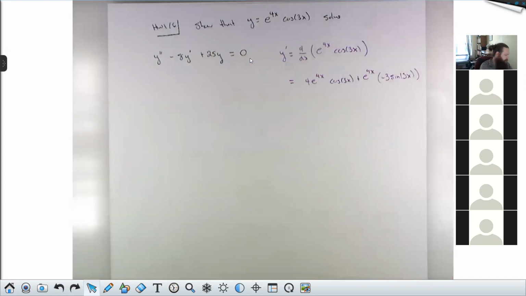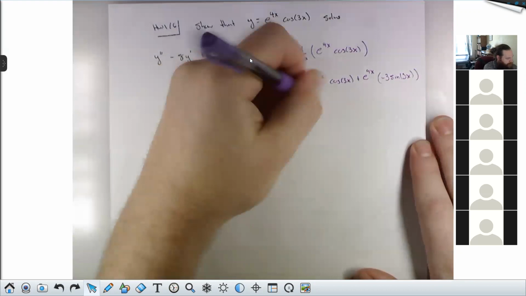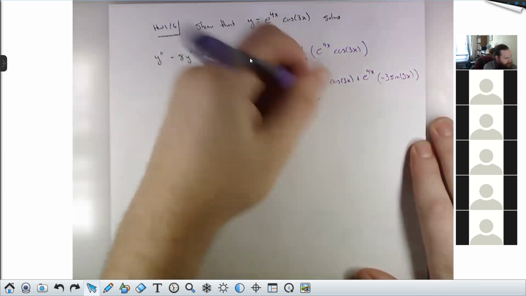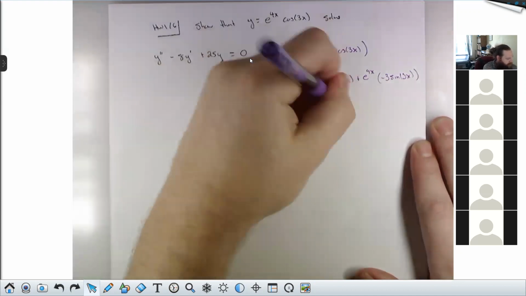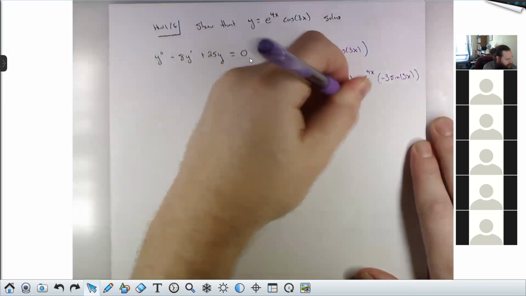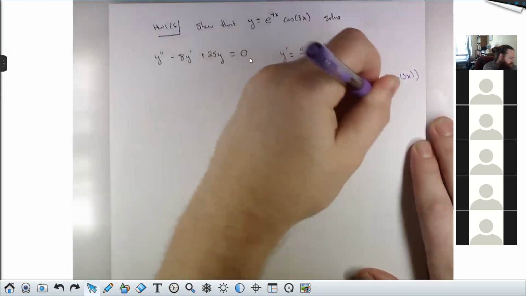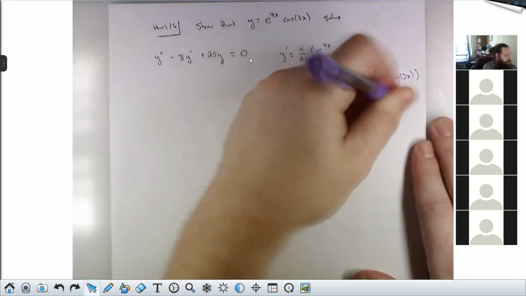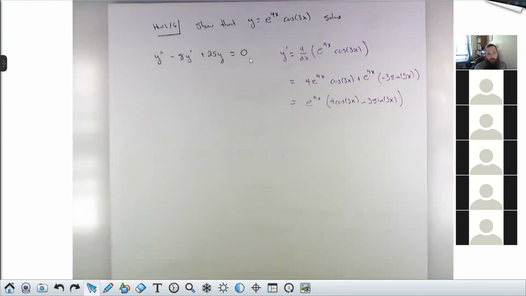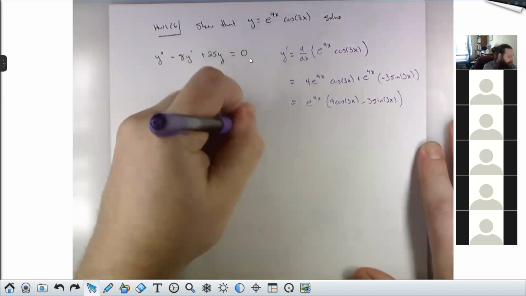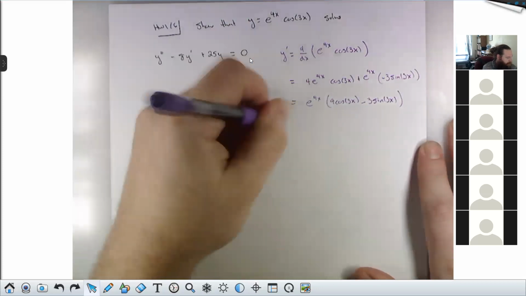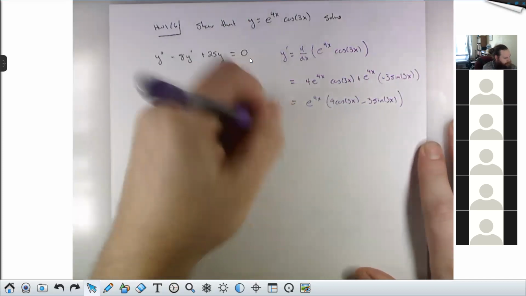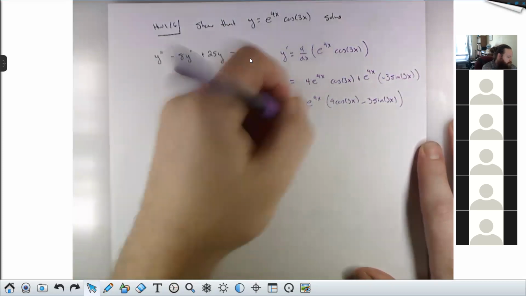We can clean this up a little bit. I would say this is e to the 4x times 4 cos 3x minus 3 sine 3x. All right, so there's y prime. We also need y double prime, which is what we get when we differentiate y prime. And that's again going to be a mixture of product and chain rules.